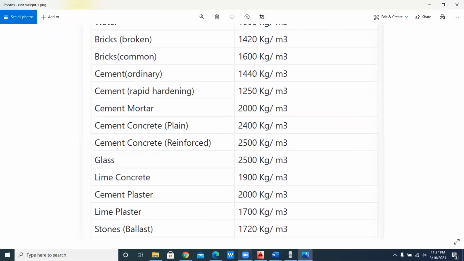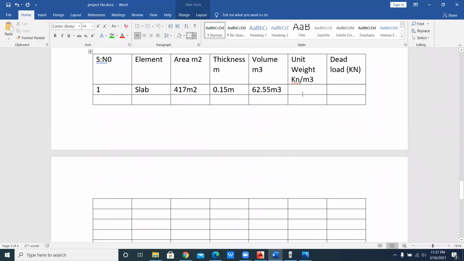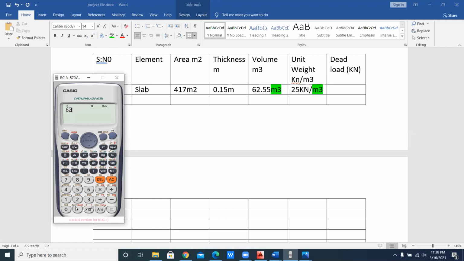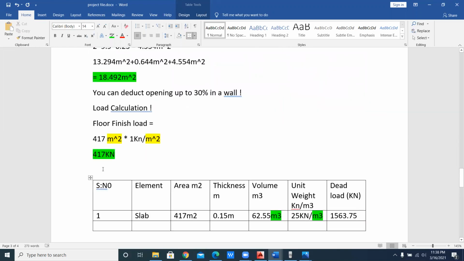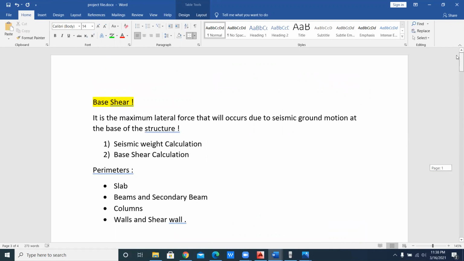Okay, so open this and then you will write here 25 kilonewton per meter cube. Now you will see that this meter cube will cut with this meter cube, and you will get the required kilonewton on your building, that is 62.55 multiplied by 25, that is 1563.75. Okay, this one is all the calculation I have done normally for the base shear.